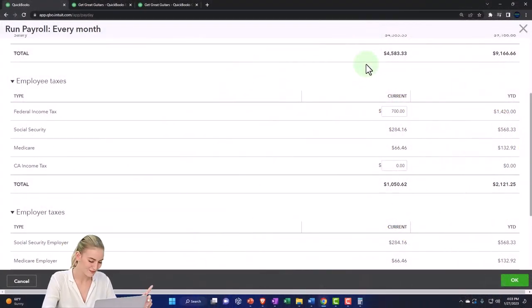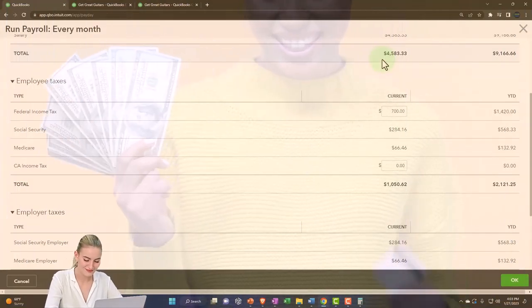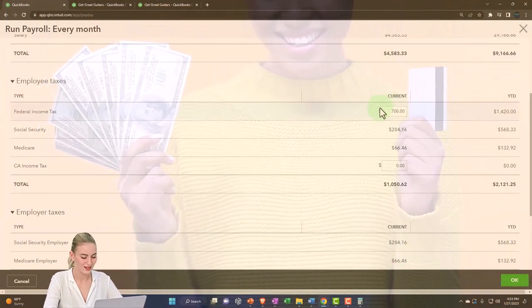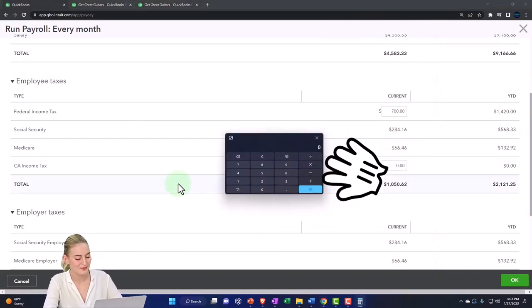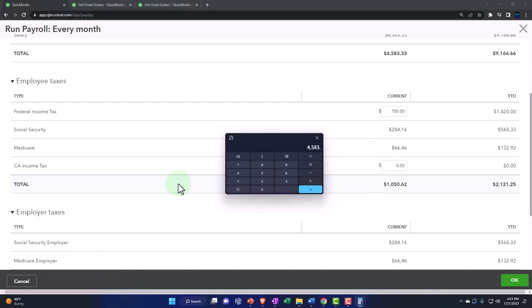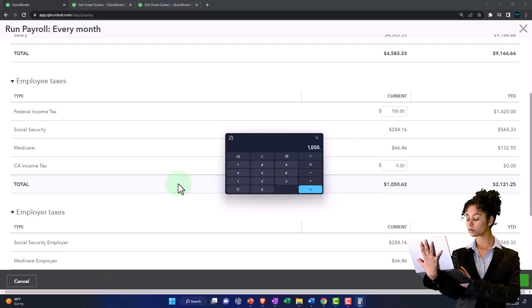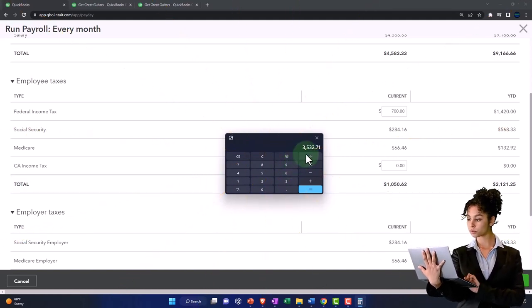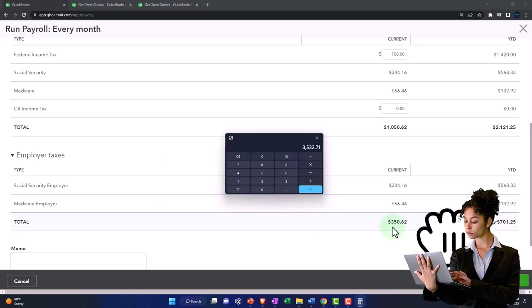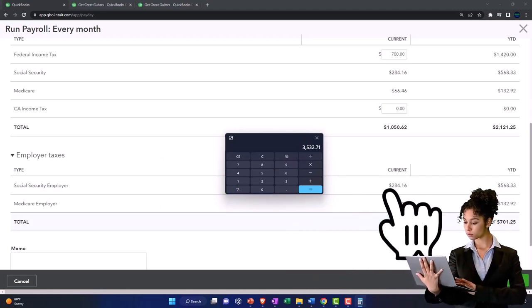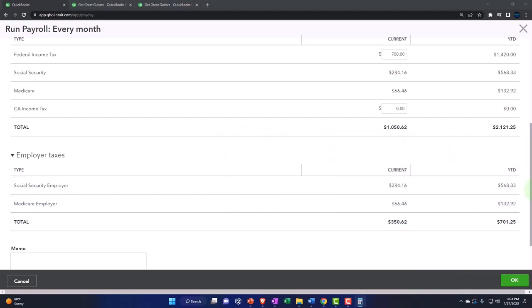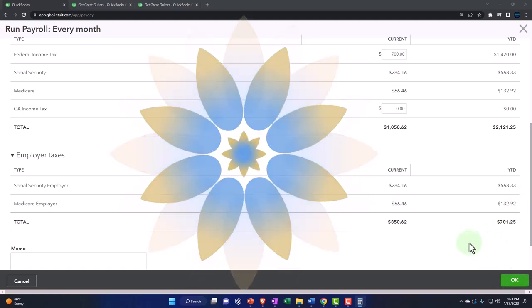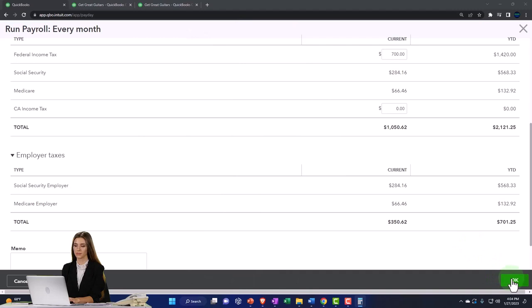So this is going to be a debit or an increase to the payroll expense. And then all of this is going to be increasing a liability for the liability account, and the difference between the two, 4583.33 minus the 1050.62, is what's going to be decreasing the cash account. And then down here, this is going to be increasing the expense account for payroll expense, payroll tax expense, and the other side is going to be increasing a liability account, and then we'll have to pay off the liabilities in the future. Okay, let's save that. Does that make sense? I think everything is proper.